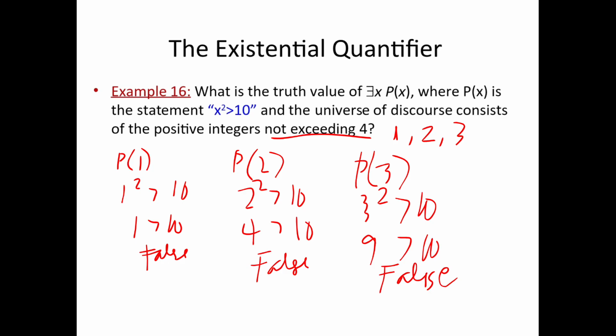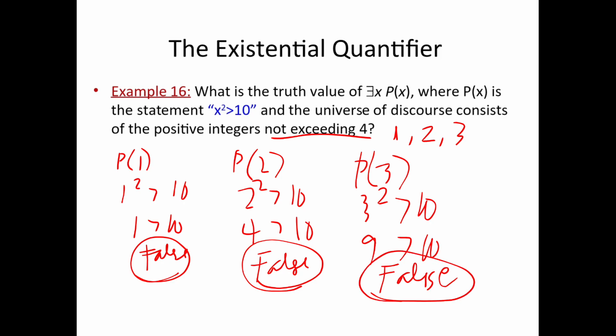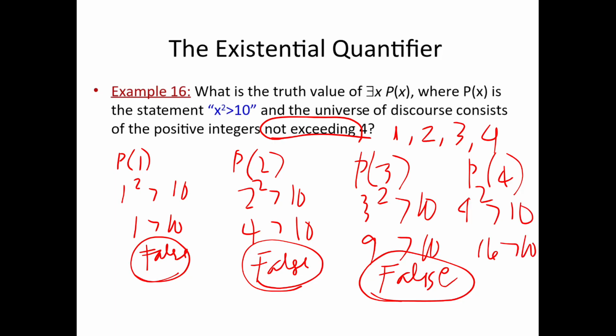So since we have not yet seen a true one, we go to 4, because the word is not exceeding. It is not less than, it is not exceeding. So p of 4, we have 4 squared greater than 10, 16. So true. So we have found one that is true. So we can say that this statement p of x is true because there exists at least one that is true.